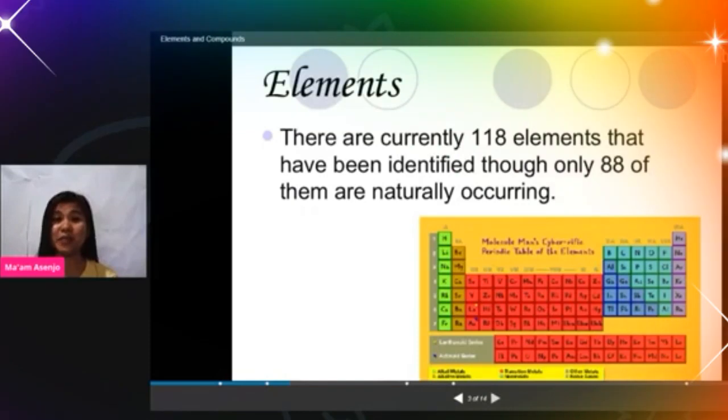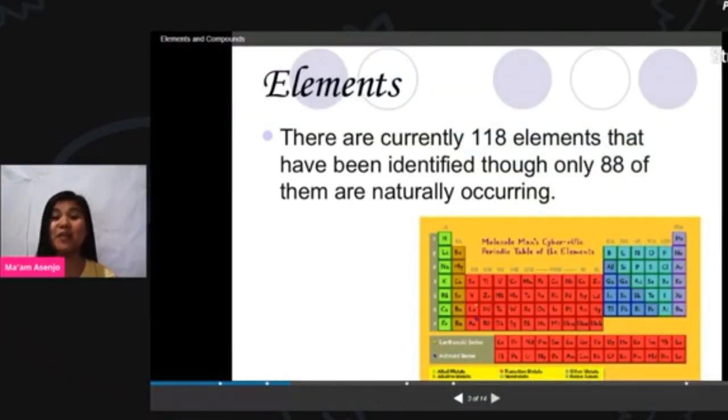Welcome to our topic today, elements and compounds. The learning competency that we need to accomplish is to recognize that substances are classified into elements and compounds.